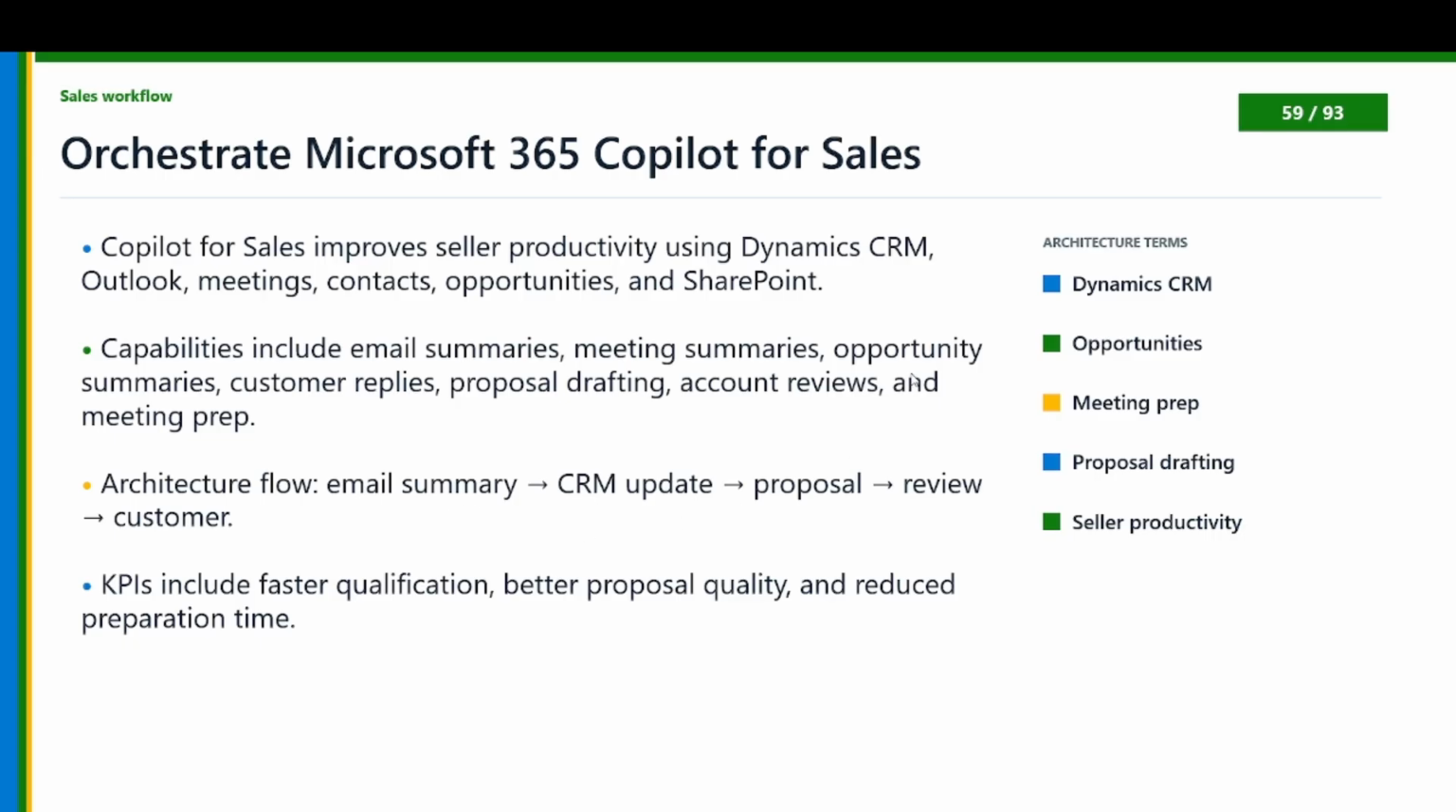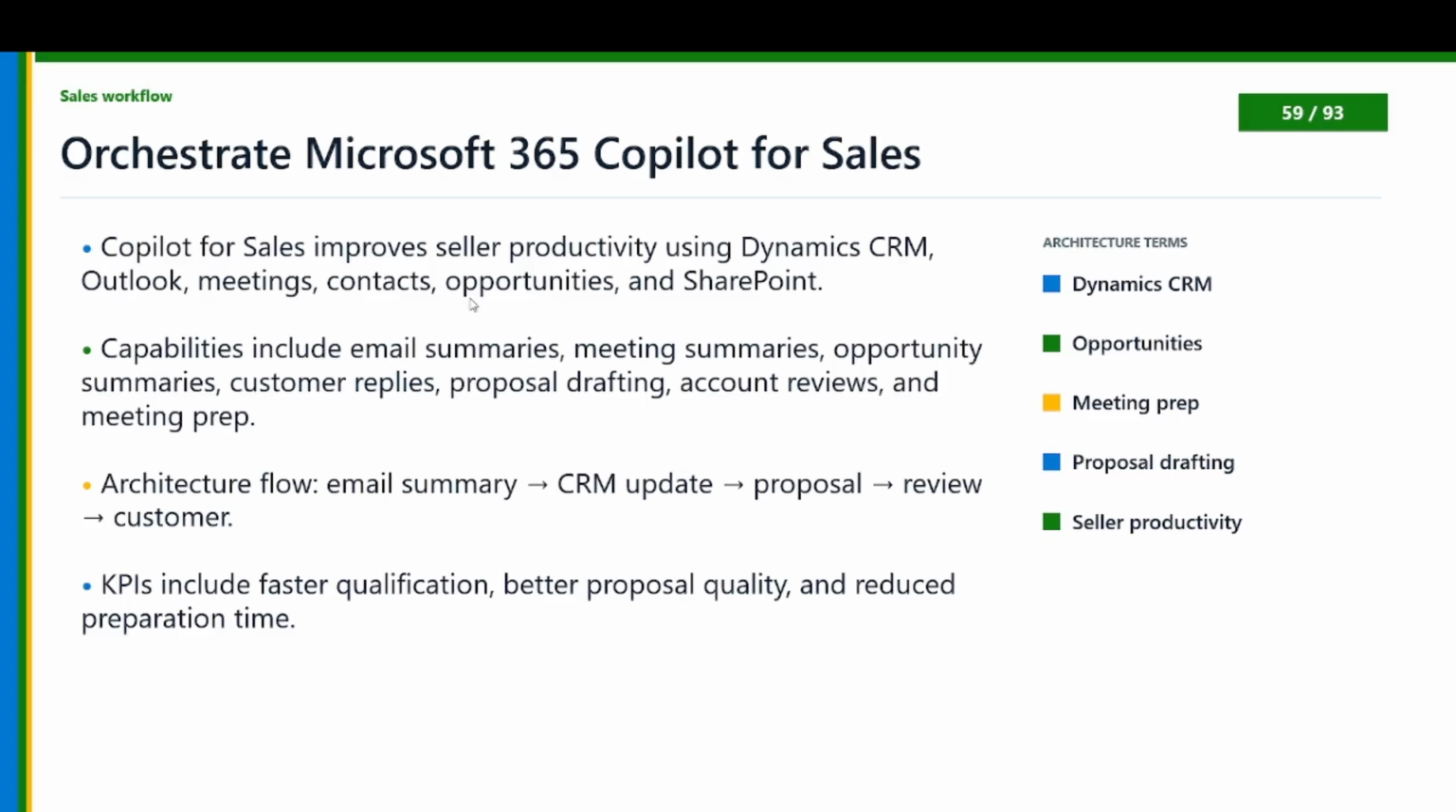Under sales workflow, Office 365 for sales, we have architecture terms like Dynamics 365 CRM, opportunities to integrate AI agent, meeting preparation, proposal drafting, seller productivity. Agents that you can integrate easily here are the meeting preparation agent, proposal drafting agent, and seller productivity agent. Let's look at what we have under here. First point, Copilot for sales improves seller productivity using Dynamics 365 CRM, Outlook, meetings, contacts, opportunities, and SharePoint.